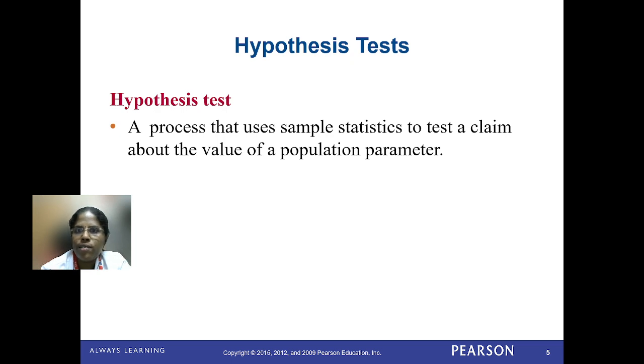While cooking a pot of rice, we are not checking the whole rice inside the pot, but we are taking only a spoon of rice as a sample, and we test by using that whether the rice is cooked or not. We get the conclusion by taking only a spoon of rice. By checking that, we confirm that the whole pot of rice has been cooked well. Like that, here also we are doing the hypothesis test by using the sample statistic to test a claim about the value of the population parameter.